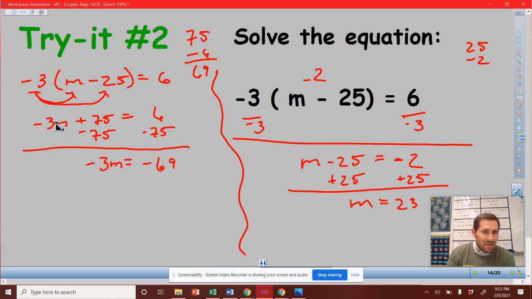Okay, so -3m, these canceled out, so I bring down my -3m, and then I'm going to divide by -3 and divide by -3 so that I can isolate. This turns into a big 1, and I get m equals a negative divided by a negative is a positive. 69 divided by 3 is 23.